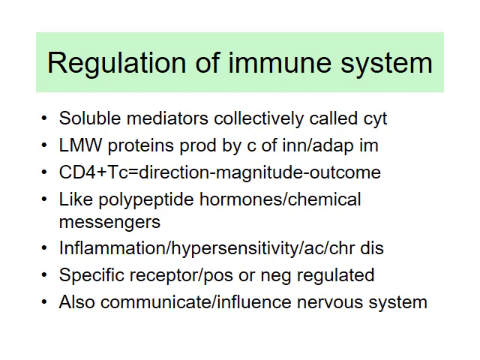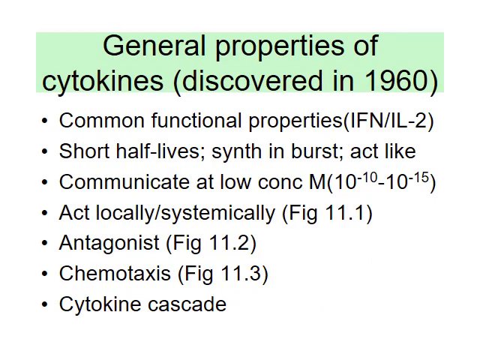And also keep in mind that since they act like polypeptide hormones, they may communicate with many other systems and tissues, like the nervous system. And we are learning. There are many things that are not clear, but we are learning. So we tend to divide these cytokines, as you can see, discovered in 1960. And they have some common functional properties, but some of them are important for us to know.